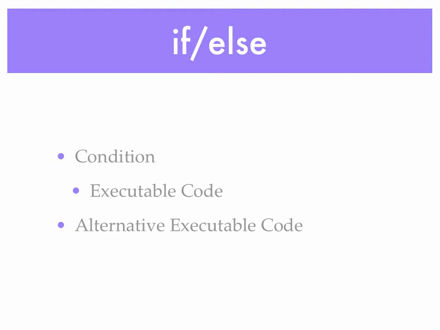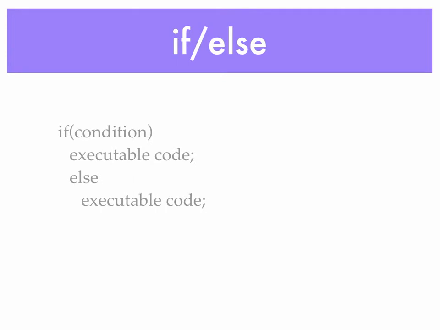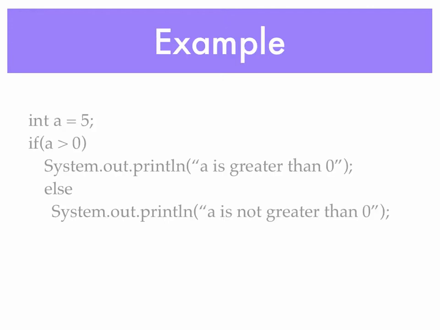Now the if-else construct provides me with a condition and associated executable code. It also provides me with alternative executable code. And here's an example. I have a condition I evaluate. If it evaluates to true, I execute the associated code. If it evaluates to false, I go to the else statement and execute the code associated with that else. Here's an example. I have an int a given a value of 5. If a is greater than 0, I print out "a is greater than 0". If not, that is, if a is not greater than 0, I print out "a is not greater than 0".